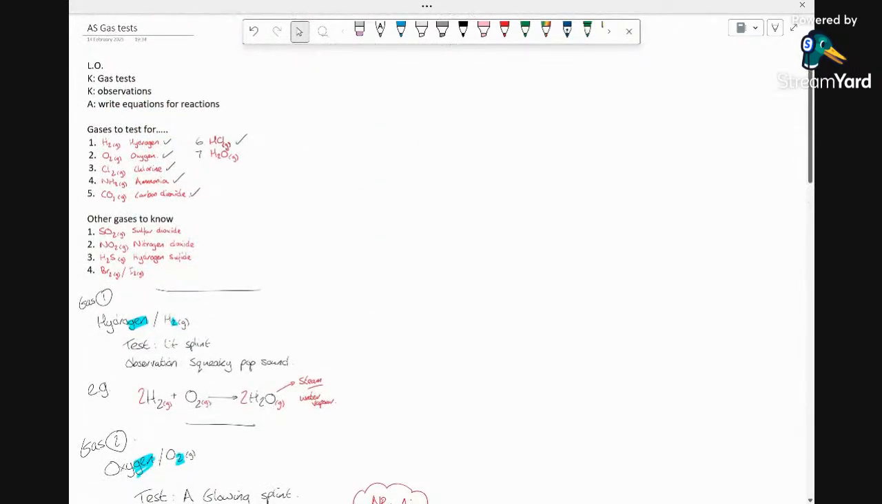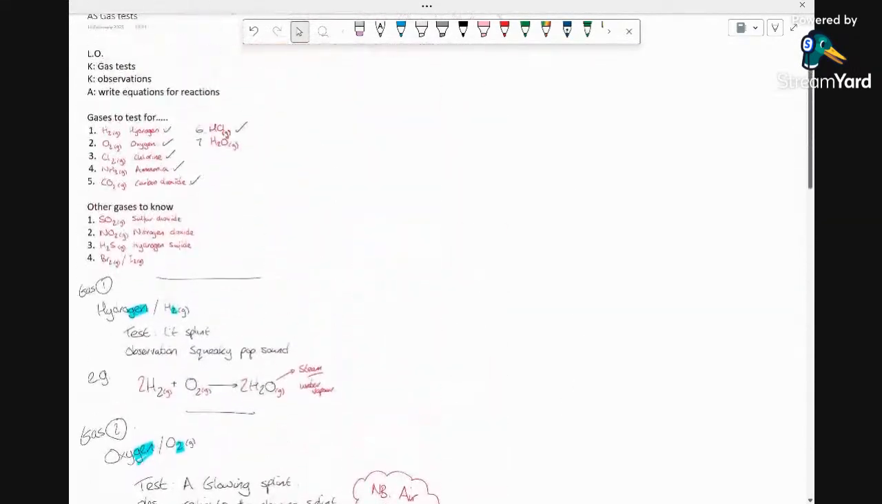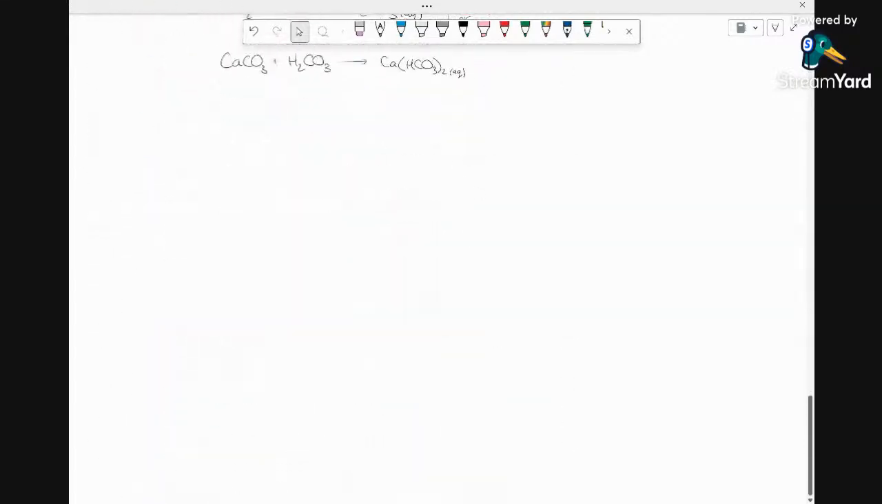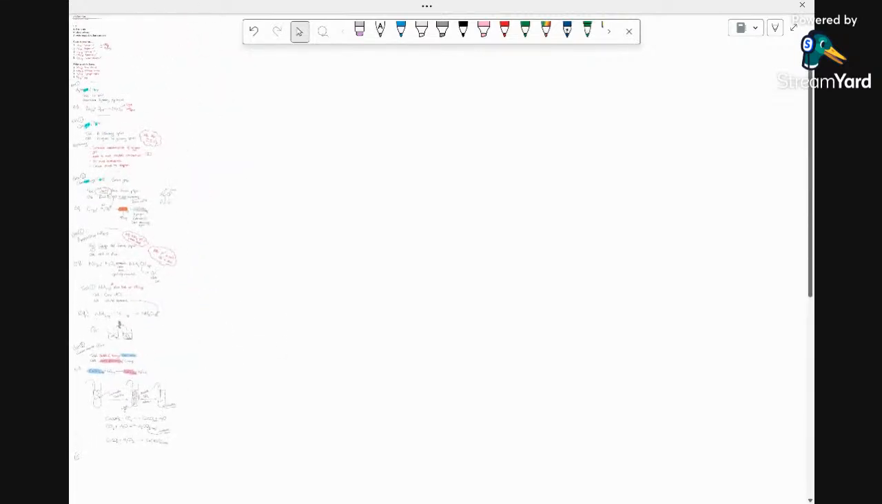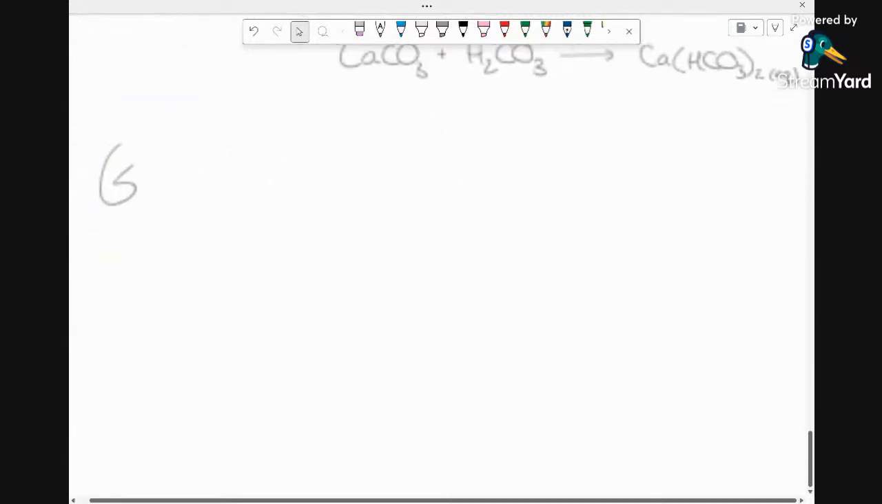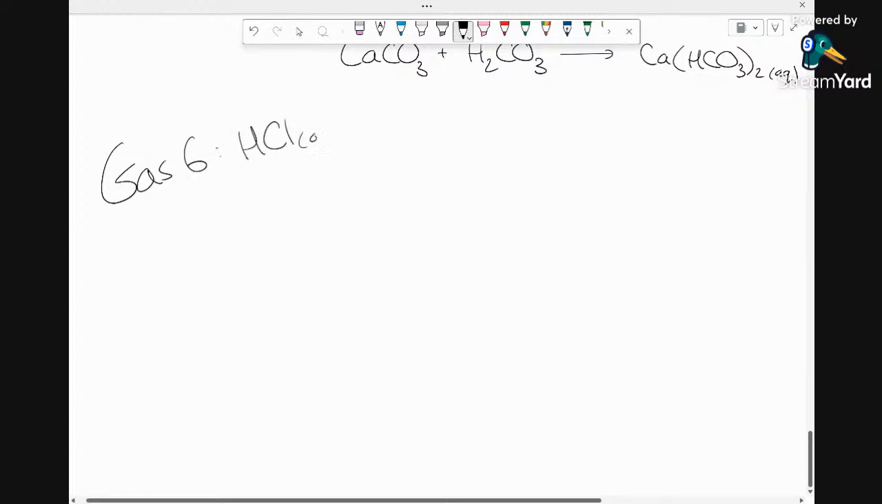Okay, so gas test number 6. HCl, already covered it. The test for HCl gas is to use concentrated ammonia, white smoke. I'm going to make the note anyway. Gas number 6. I suddenly realized that my notes are getting really big and I don't really want them to. I'll zoom in a bit more. So gas number 6 is HCl, hydrogen chloride gas. Notice it's not hydrochloric acid. This is hydrogen chloride. It's nice to do it properly: as a gas, hydrogen chloride, as an acid, hydrochloric acid.